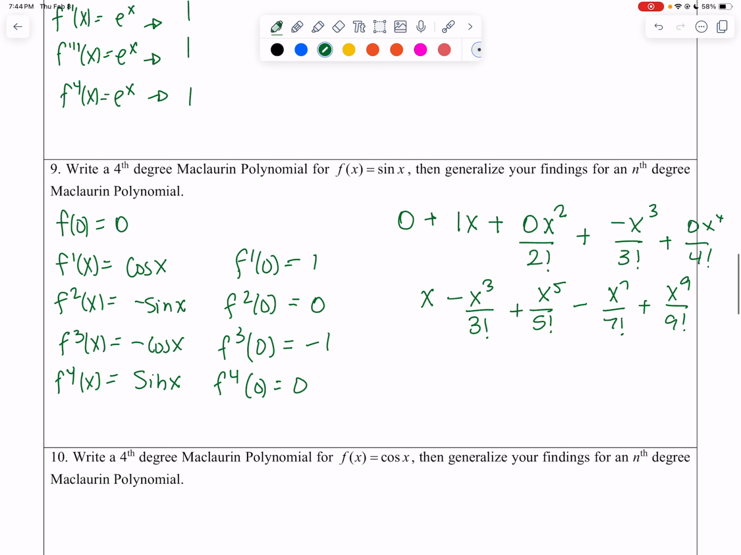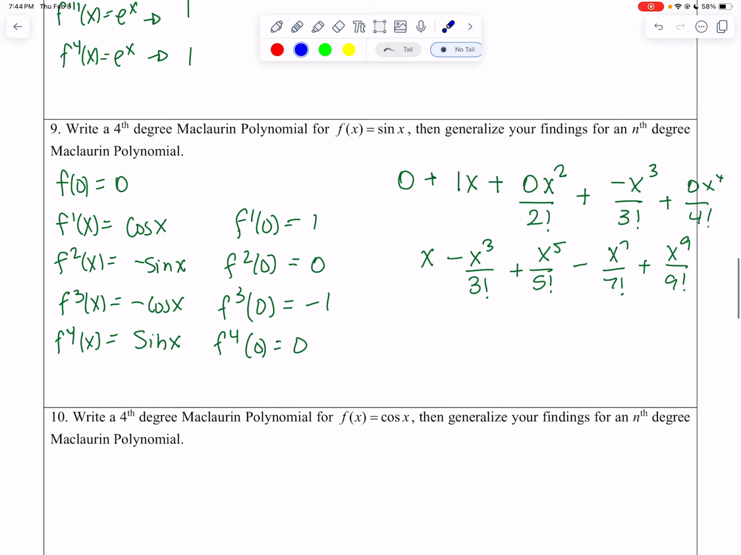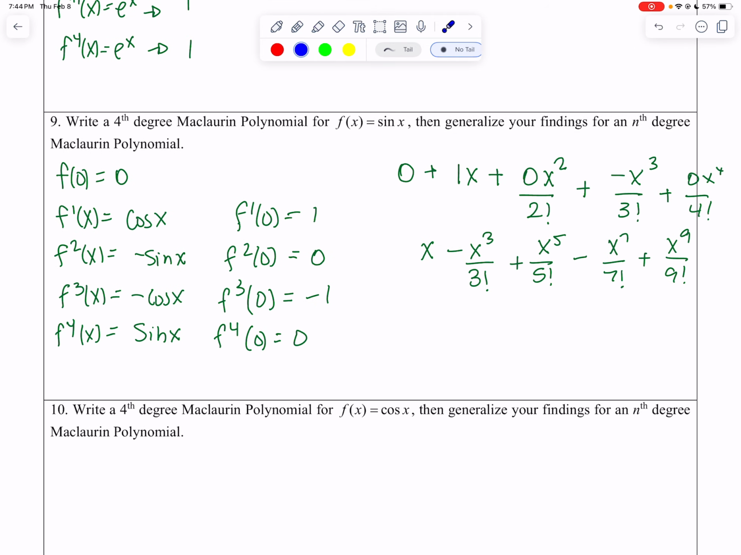Now, you'll notice that this right here, we're alternating signs, and we're only keeping the odd degrees. Interesting. So, if I were to make a generalized nth term, let's think about how I could do that if I'm focusing on the odd degrees. And we'll think about why it kind of makes sense.